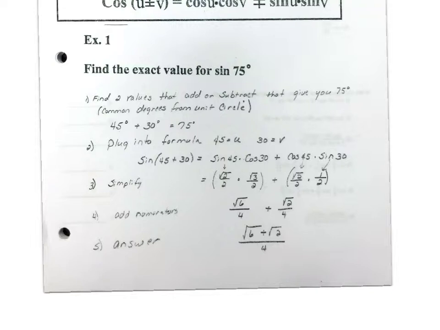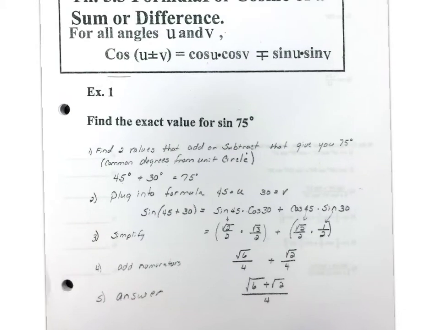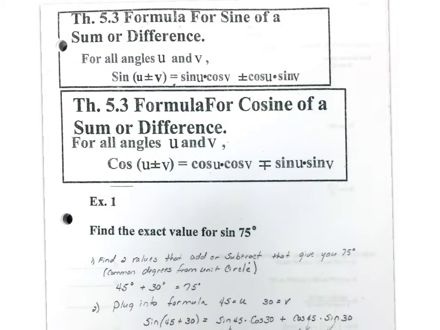Then step number 2, you plug in the formula, 45 for u and 30 for v. Could it be the other way around? Sure, it could be the other way around. In this case, it doesn't really matter because of the commutative property, when you add 45 plus 30 or 30 plus 45, it gives you 75 either way, okay? So in the formula, sine of 45 plus 30, you follow the formula for sine, and if you look at the formula, there's the plus minus. If you're using the plus, then you're going to be using the plus in the middle, okay? If you're using the minus, then you're going to use the negative in the middle.